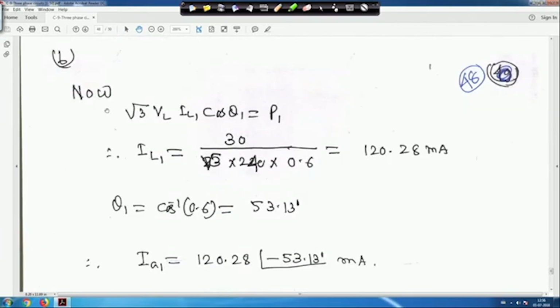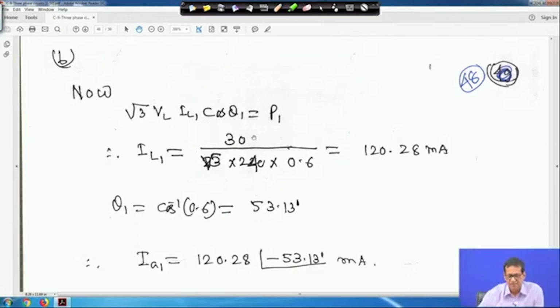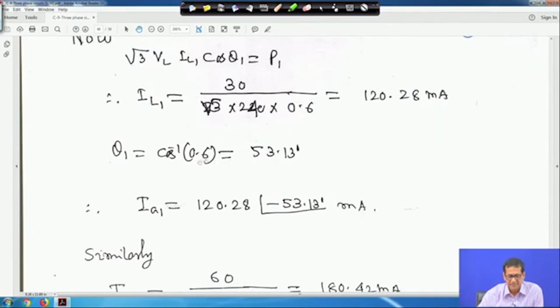Now the question is, root 3, we know that root 3 VL IL1 cos theta 1 is equal to PL1, right. So IL1 is equal to 30 we got, and this is in kilowatt, and this is root 3 into 240 kilovolt into 0.6, right. So it will become 120.28 milliampere, right. This we have written as kilowatt, so it is also kilovolt, right. So if you solve it, it will be 120.28 milliampere, and theta 1 is equal to cos inverse 0.6, 53.13 degree, and current is lagging. Therefore, 120.28 angle minus 53.1 degree milliampere.